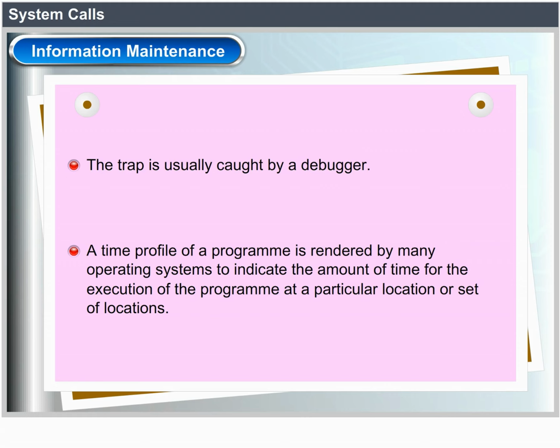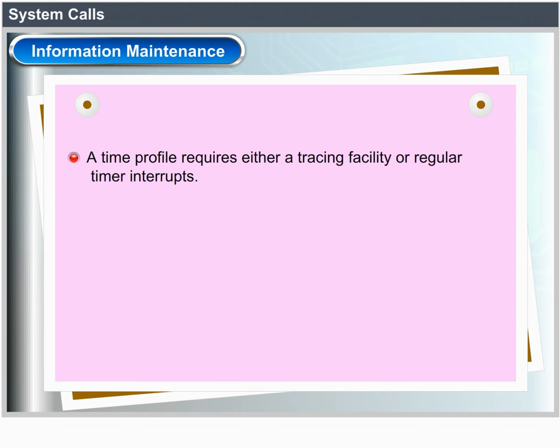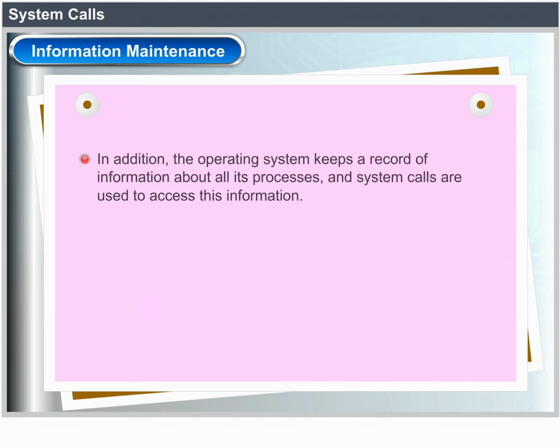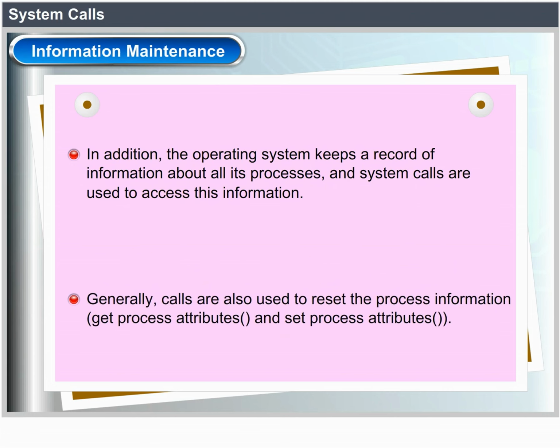A time profile requires either a tracing facility or regular time interrupts. At every occurrence of the timer interrupt, the value of the program counter is recorded. With sufficiently frequent timer interrupts, a statistical picture of the time spent on various parts of the program can be obtained. In addition, the operating system keeps information about all its processes, and system calls are used to access this information. Generally, calls are also used to reset the process information: get process attributes function and set process attributes function.